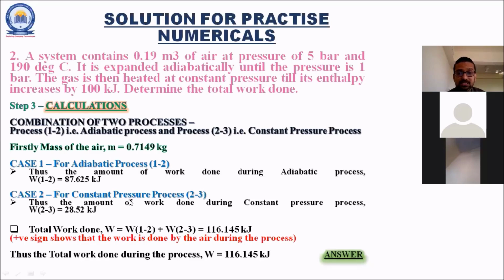Now for the constant pressure process, I can apply Charles law. So V2 by T2 is equal to V3 by T3, and I will get the answer for V3. And then for the constant pressure process, the W is equal to P into delta V. Roll number 54, have you understood these steps? Okay, fine. Thanks for the confirmation.